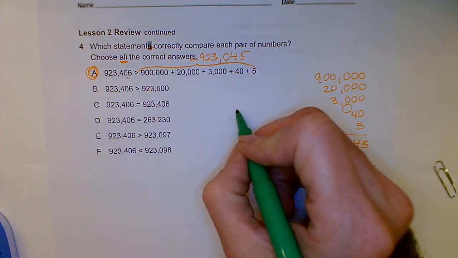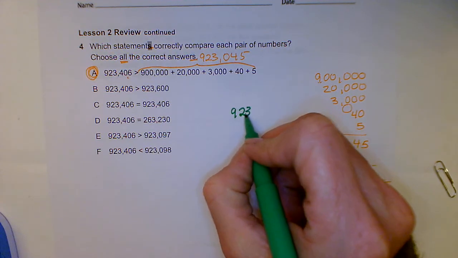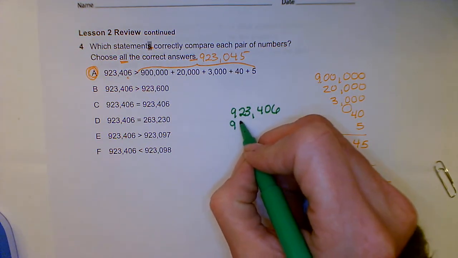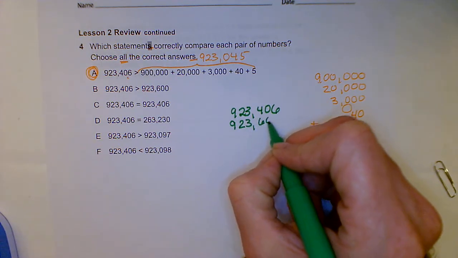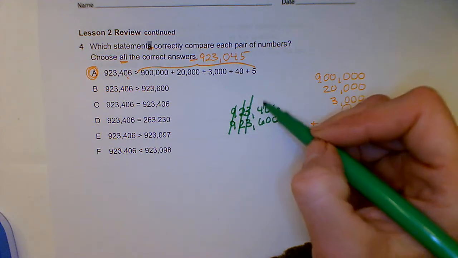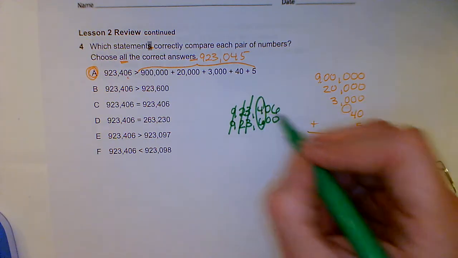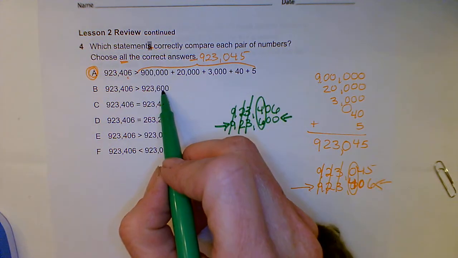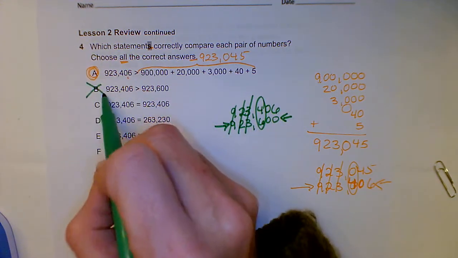So I'm going to take this number, 923,406, and stack it over 923,600. Same, different. 6 is bigger than 4, so this number is bigger. And that would be this one. Uh-oh, that is definitely wrong.